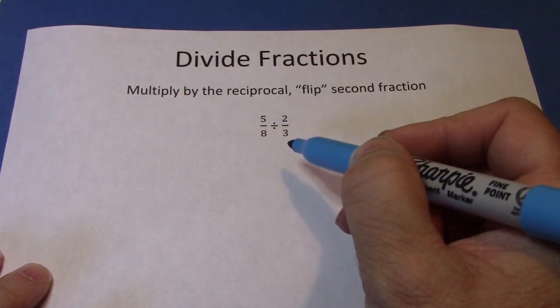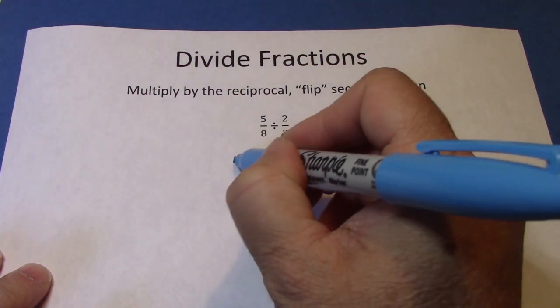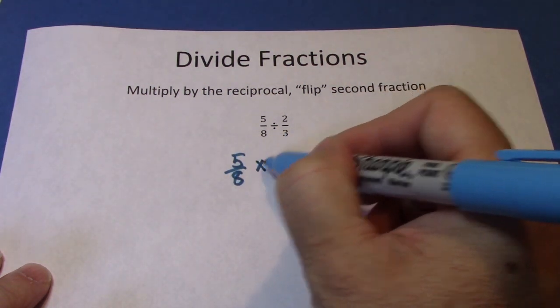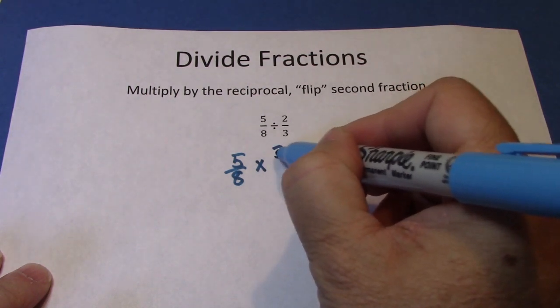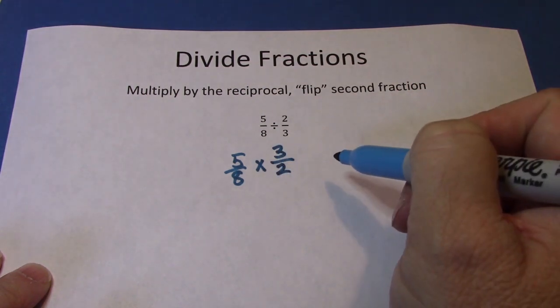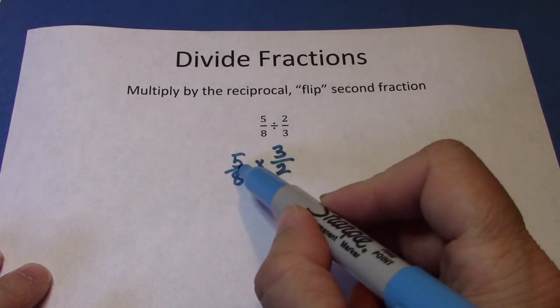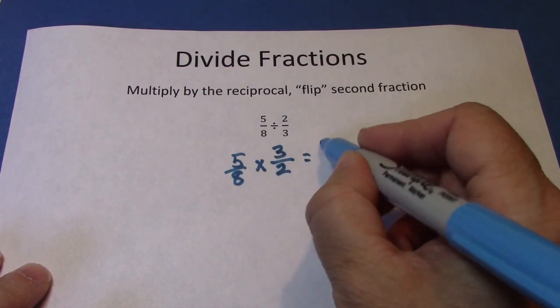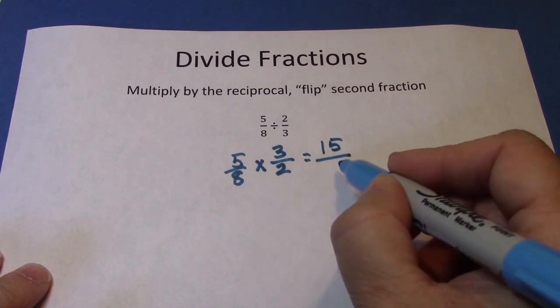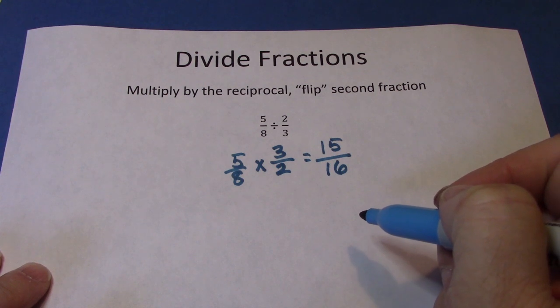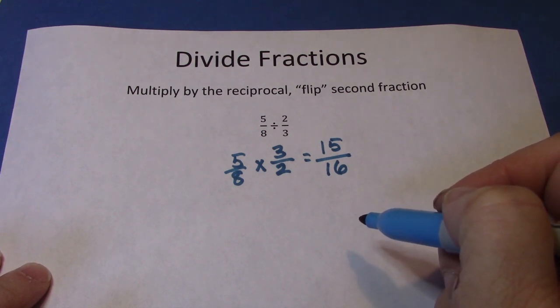We have 5/8 divided by 2/3. Leave the 5/8 alone for just a minute. Change the division to multiplication and flip. Instead of 2 over 3, we have 3 over 2. Now it's just like a regular multiplication problem. You go straight across. 5 times 3 equals 15. 8 times 2 is 16. There aren't any common factors in 15 or 16, so that's our final answer.